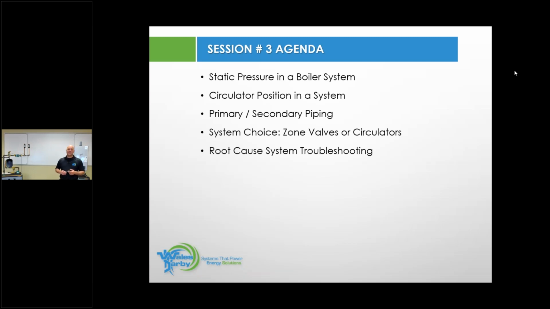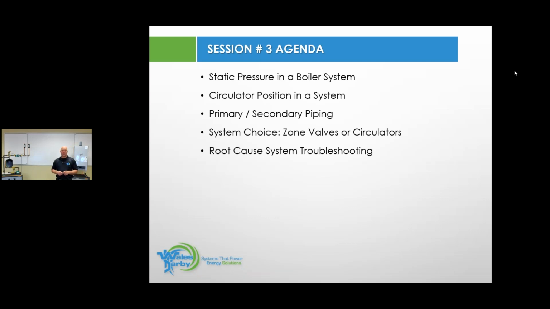We're going to hit primary, secondary piping. We're going to simplify it, and hopefully make it to the point where it's common terms for you. We'll talk a little bit about choosing between zone valves and circulators. With the amount of jobs that we go on, sometimes we see jobs where we would have leaned towards circulators, others where we would lean towards zone valves, and we'll just give you some food for thought. There is no right or wrong answer there.